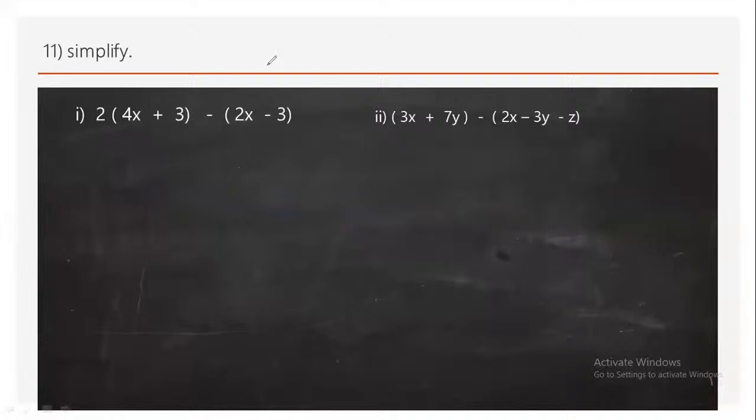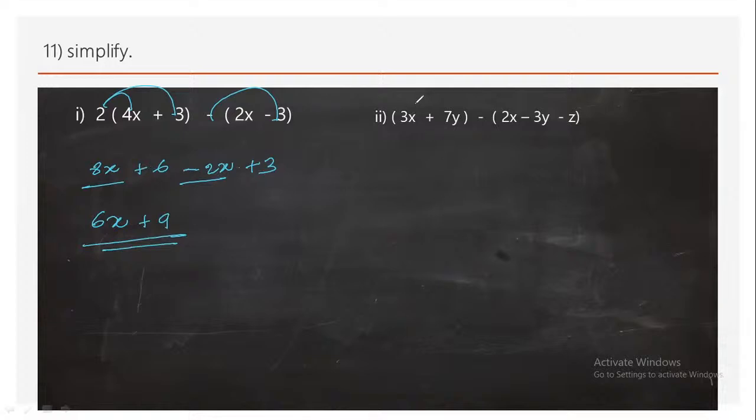Next one, simplify. 2 times 4x, 8x. 2 times 3 plus 6. Minus 2 times x, minus 2x. Minus into minus plus 3. Then check whether like terms are here. 8x minus 2x, that is 6x, plus 6 plus 3, plus 9.